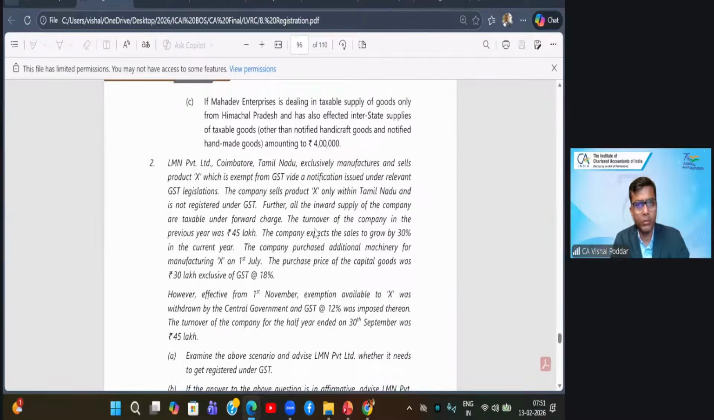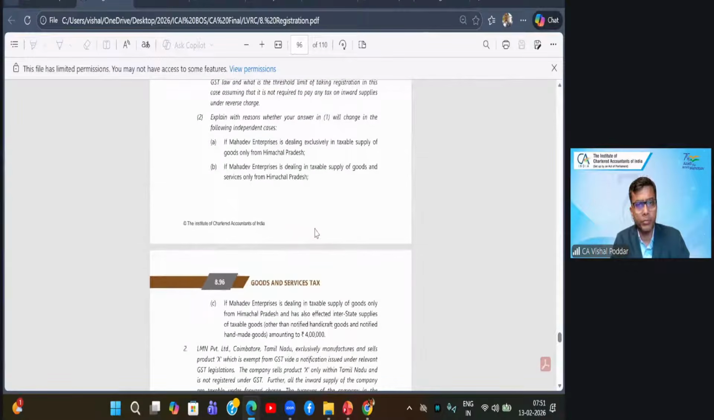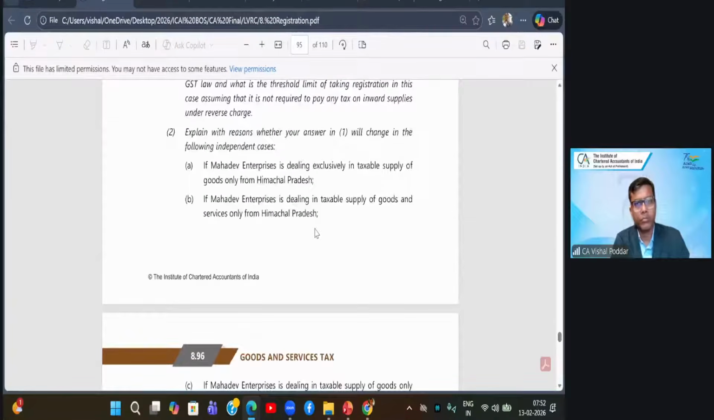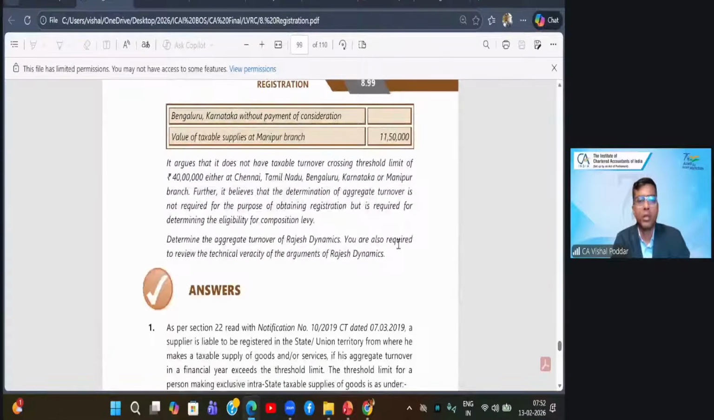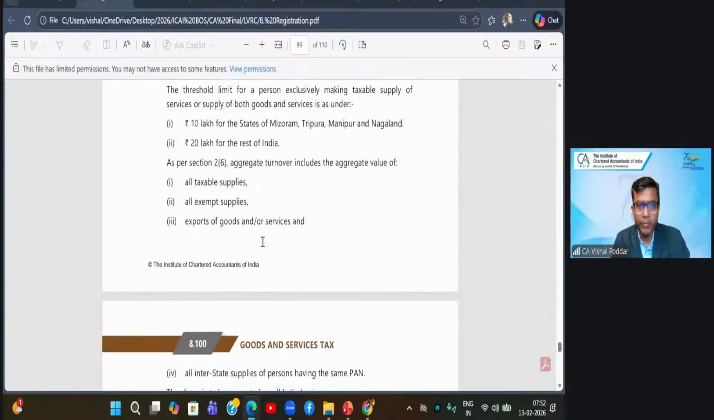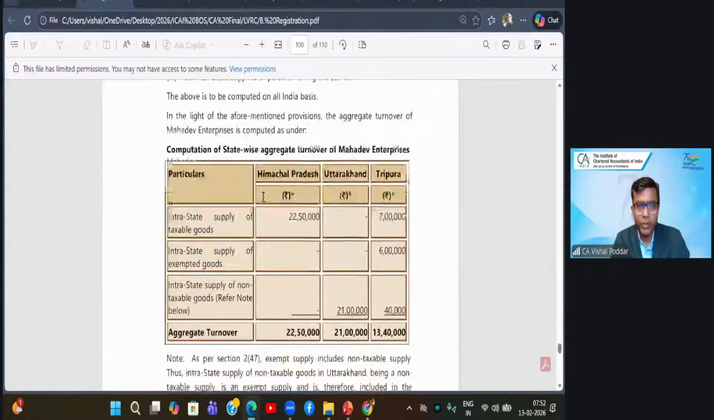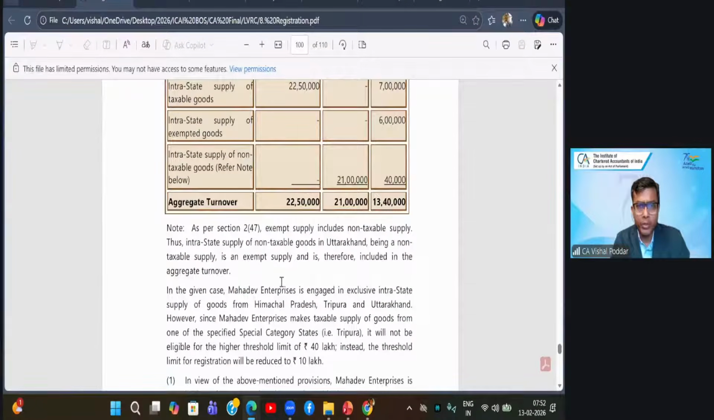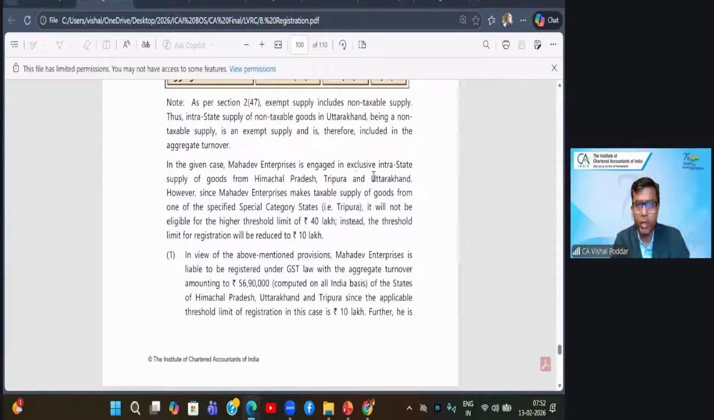Actually, sir, in the study material, second A's answer is that it is not liable for registration because of this threshold limit. One second. So firstly, what is given? 10, 20, 40. Okay, threshold 10, 20. As per 26, it will include all supplies. Now, as per 247, exempt includes this. In the given case, Mahadev is engaged in exclusively intrastate supply of goods from Himachal, Tripura, Uttarakhand. However, since Mahadev makes taxable supply of goods from one of the specified special category states, it will not be eligible. So this was our first conclusion.